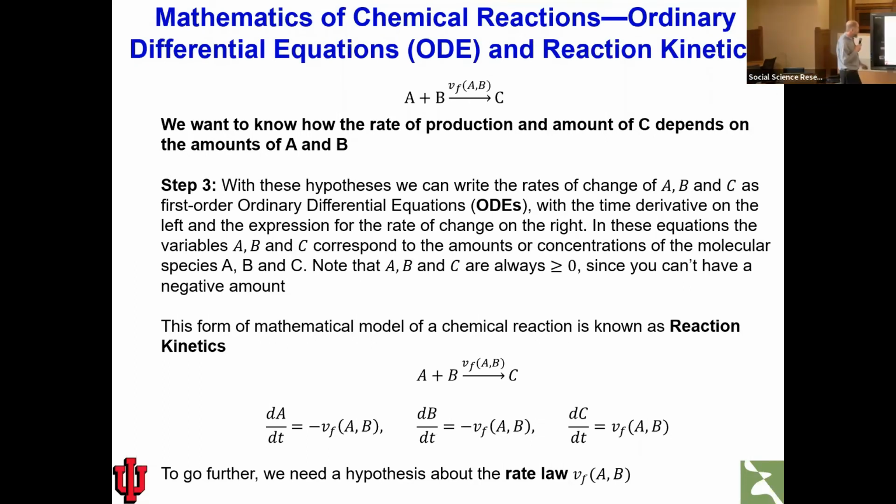So A and B are disappearing and C is being created. So dA by dt is minus VF, dB by dt is minus VF, and dC by dt is VF. If we want to do anything more than that, we have to have some hypothesis of the form of the rate law.